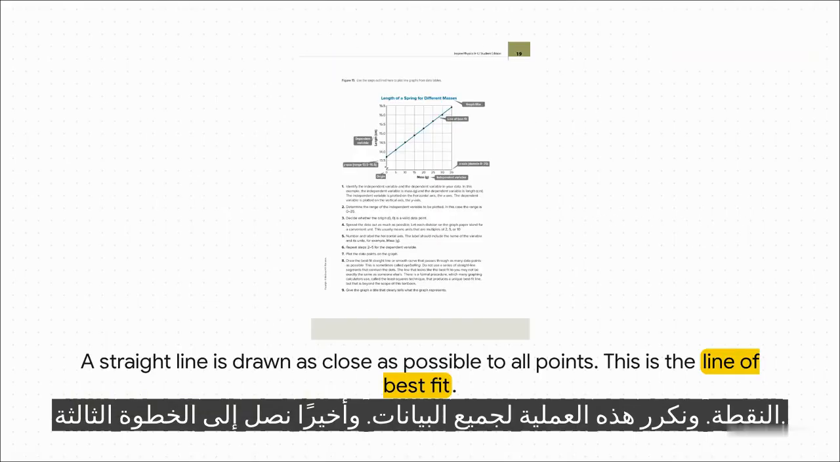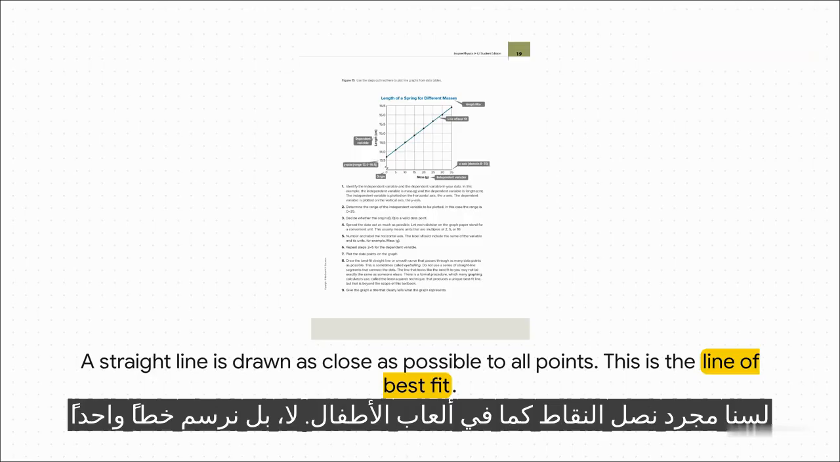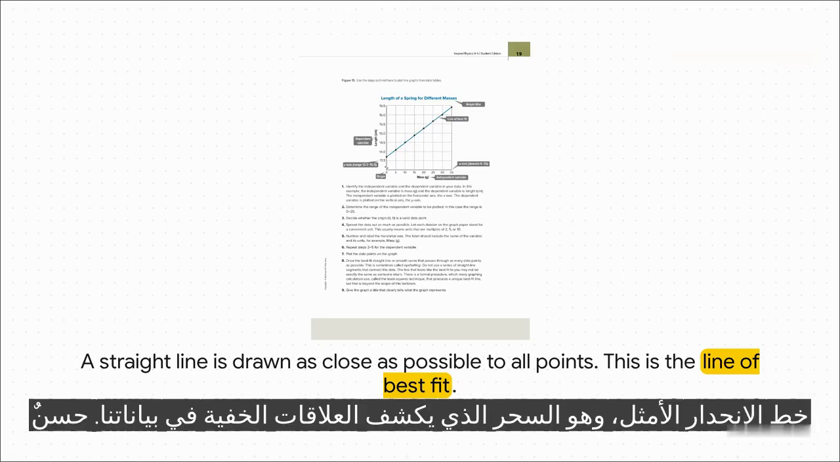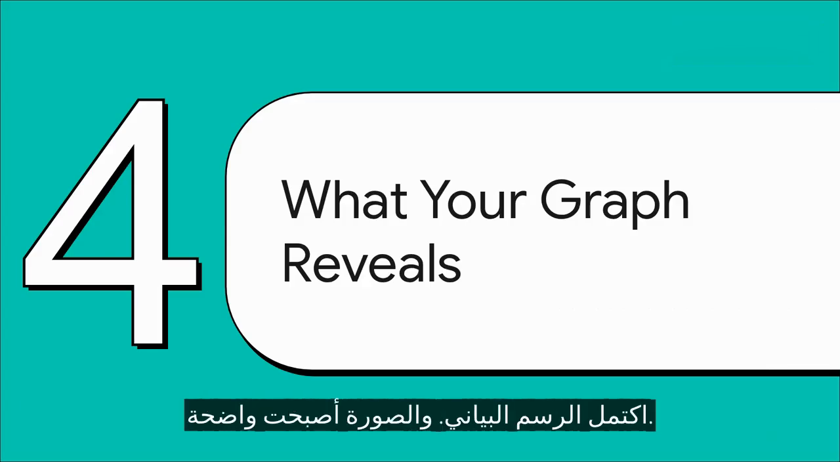And finally, step 3. Now, we don't just connect the dots like a kid's puzzle. No way. Instead, we draw one single straight line that gets as close as it possibly can to all of the points. This is our line of best fit, and this is the magic that reveals the hidden relationship in our data.